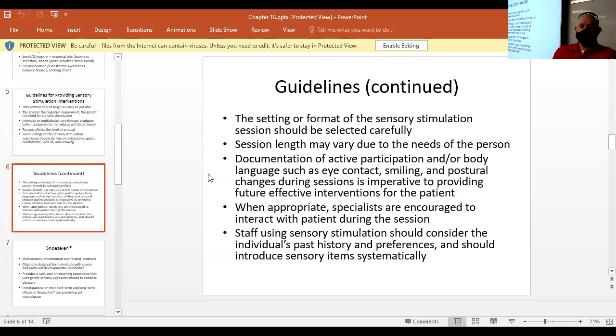When appropriate, specialists are encouraged to interact with patients during the session. Okay, what would be a situation when you wouldn't want to interact with the patient? When would it not be appropriate? Anything come to mind? Say you're in one of these snoezelen rooms, and you've got the bubble tube, and the client is zoned in, smiling, watching it, and touching the side of it. Do you want to come in and interrupt that at that moment?